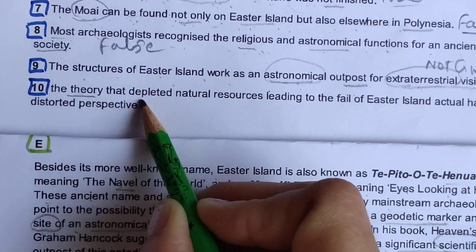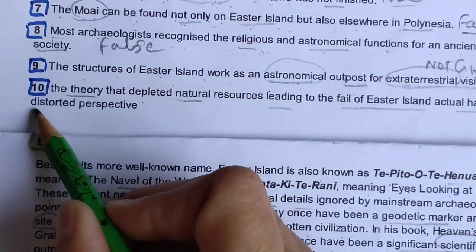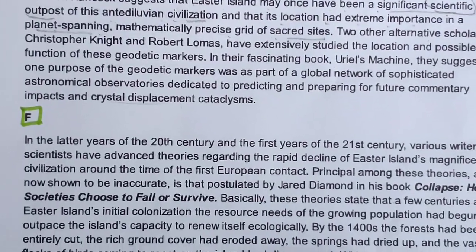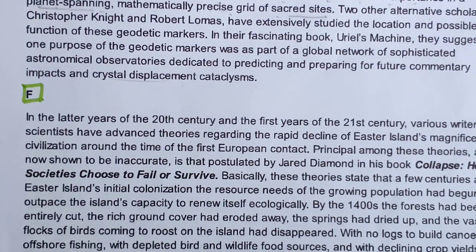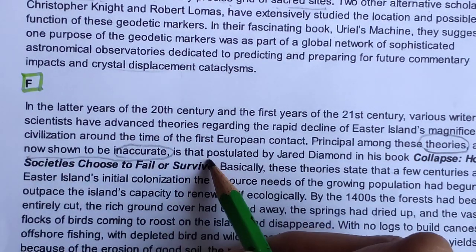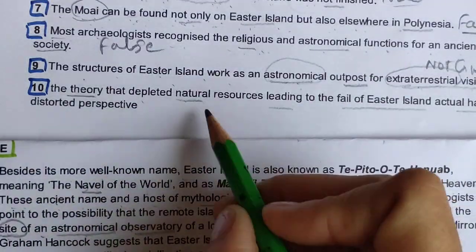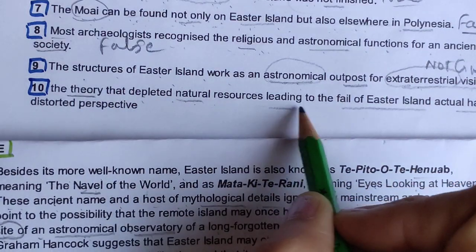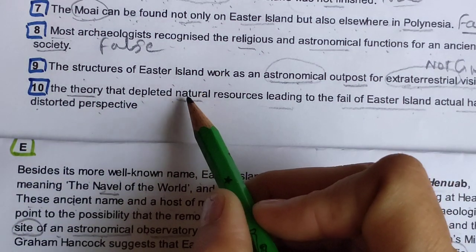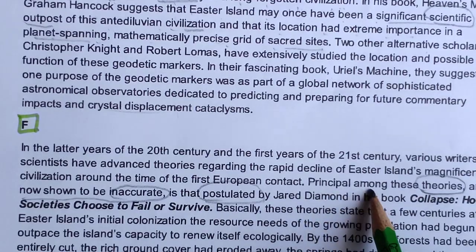The theory that depleted natural resources led to the fall of Easter Island actually has a distorted perspective. Now, the word "theory" is here, so shall we read this? It is now shown to be inaccurate and postulated by this. So the theory that depleted natural resources led to the fall of Easter Island actually has a distorted perspective. Depleted natural resources, okay.